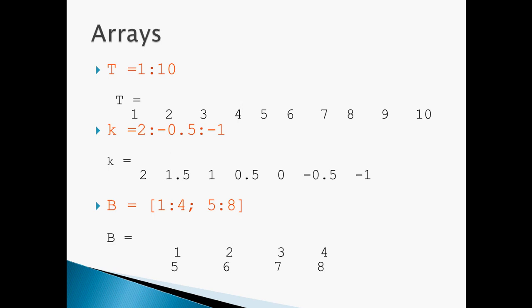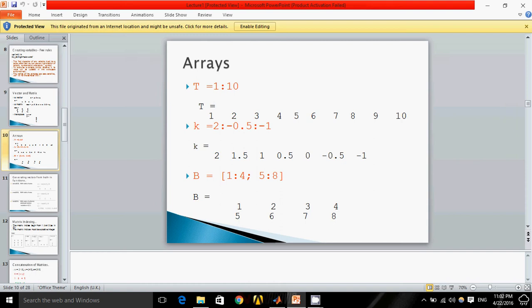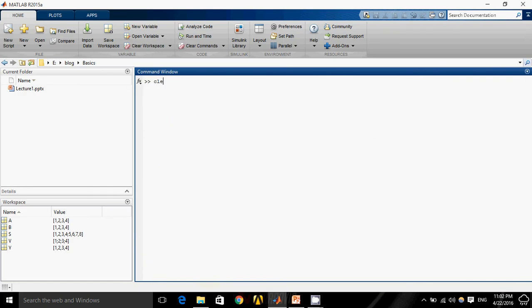Now what are arrays, and how can we initialize an array? Let's suppose I want to write numbers from 1 to 10, so I will simply put a colon between 1 and 10 and it will give me numbers with an increment of 1. Let's try: A equals 1 to 10. So the default value of increment is 1. If you don't put any other number between these two, the increment will be the default value of 1.